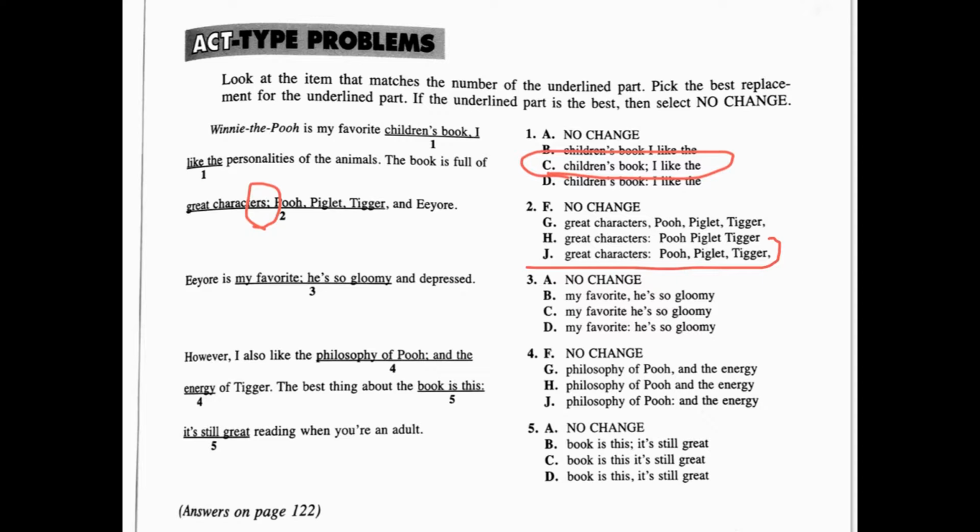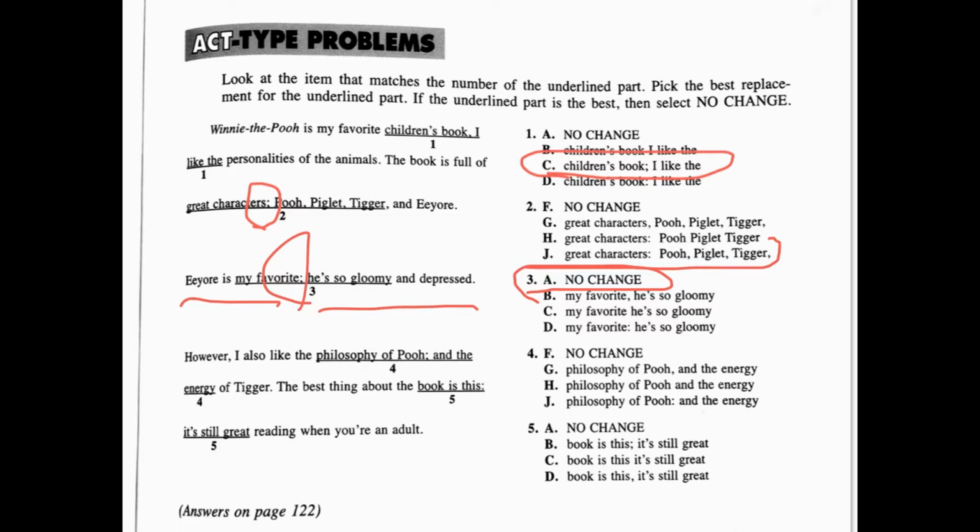Number three, Eeyore is my favorite. He's so gloomy and depressed. There's no change that is needed for that one. Of course, you know, we have two independent clauses. Eeyore is my favorite. He's so gloomy and depressed. We connect them with the semicolon.